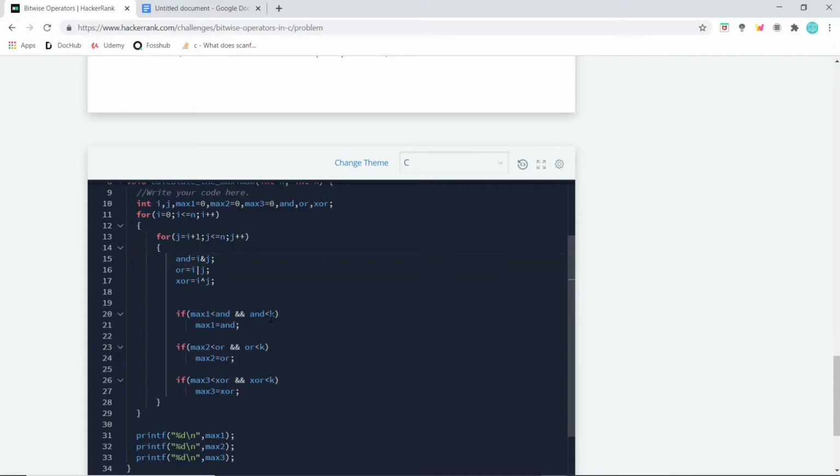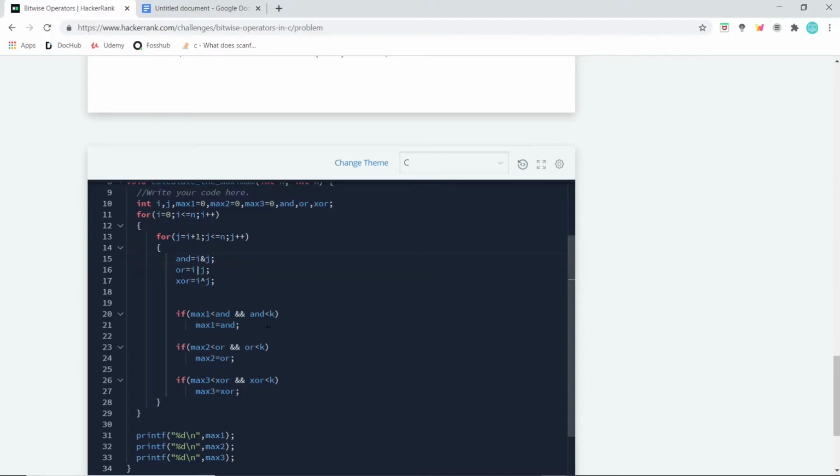Remember, k was our threshold value, the limit value, right? So the maximum value must also be less than k. Only then can we replace the value of maximum 1 with AND. For example, if the value of AND comes out to be 3, we check whether maximum 1 is less than AND, which is 3. Maximum 1 is initialized to 0, so 0 is less than 3. So the maximum possible value is currently 3, and we'll replace 0 by 3.